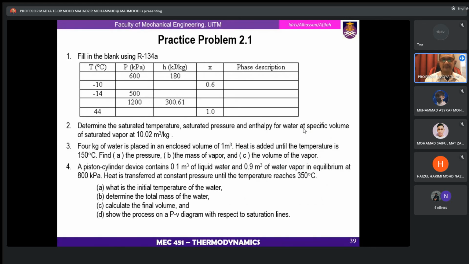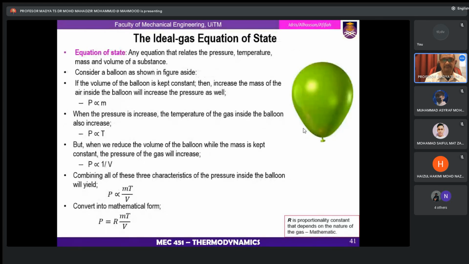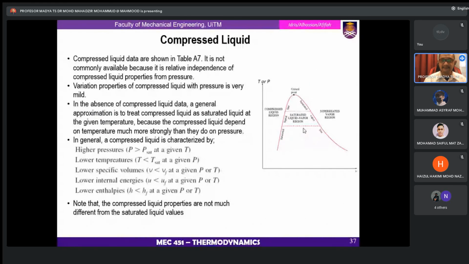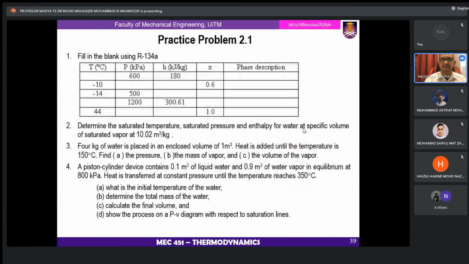Okay, this is all the practical problem. As an exercise, you can try to solve these problems. And maybe if you have a problem you cannot solve, you can ask me in the tutorial. This is also a practice question. So we come from part 3. I think that's all for part 2, chapter 2, properties of pure substances.